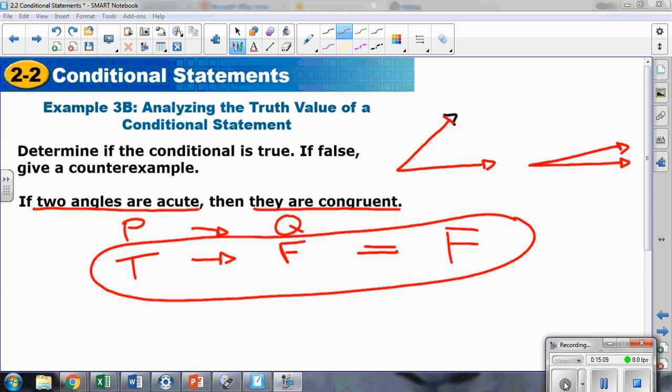And since we needed to have a counterexample, right there it is. I have a pair of acute angles. They're not congruent, and so this set of pictures is my counterexample showing that the statement is false. As weird as it seems, true implies false is the only way for this to be overall false.